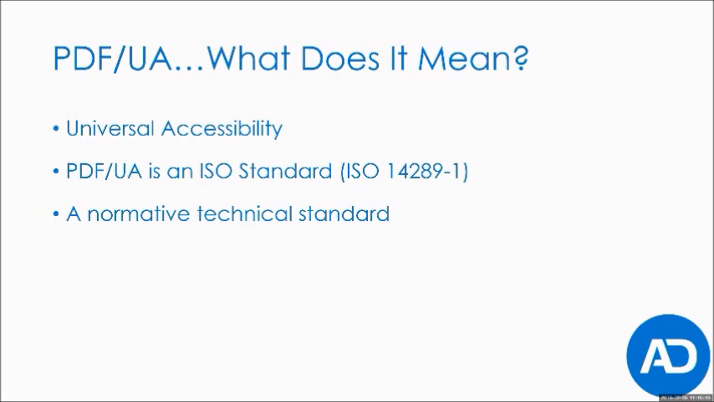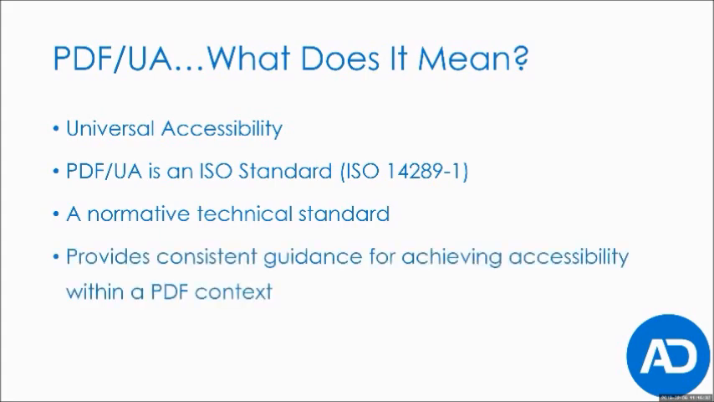UA is a much more technical yes or no, pass or fail kind of a standard rather than WCAG, which, and this isn't a criticism of WCAG, is more of a, if you're running into this, you should be looking at that. Whereas PDF UA is, if you have this, you must do this, or you should do that, or you may not do this. And it's very technical. It also provides consistent guidance for achieving accessibility within a PDF context.